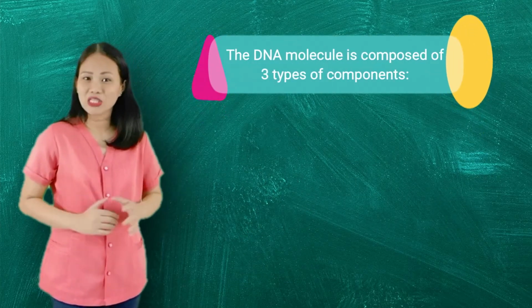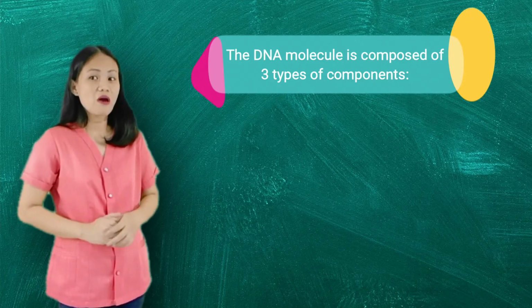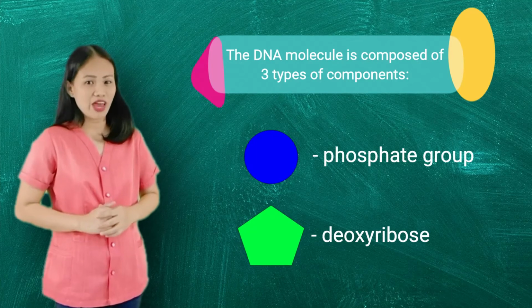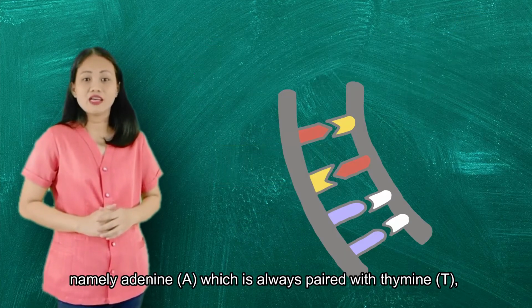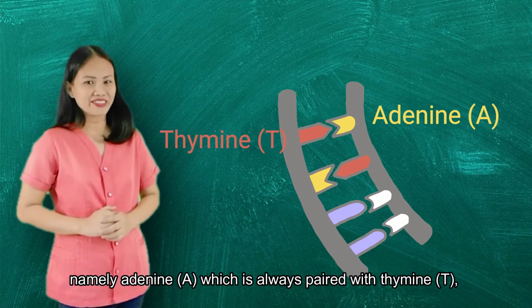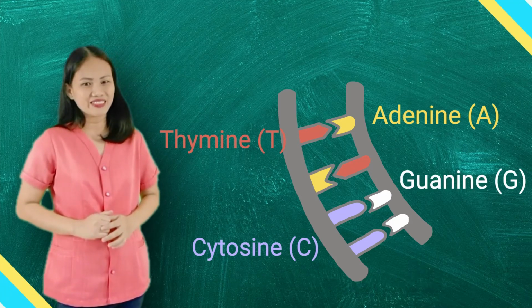The DNA molecule is composed of three types of components: phosphate group, sugar, which is deoxyribose, and the nitrogenous bases, namely adenine, which is always paired with thymine, and cytosine, which is always paired with guanine.